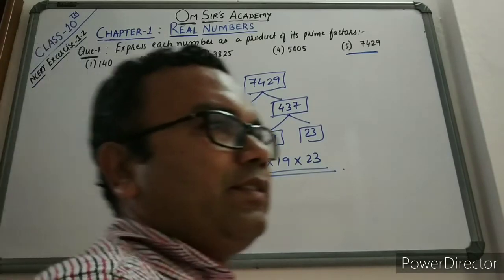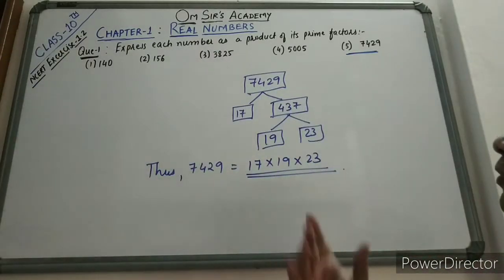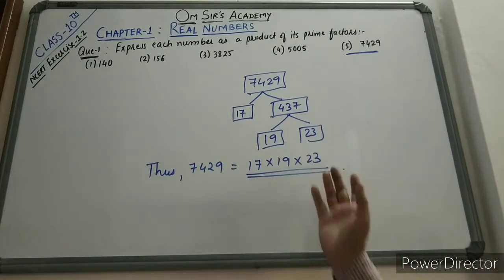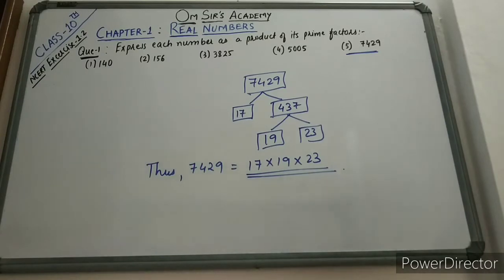So hope, friends, this is very easy. Product of primes, we have to just prime factorize it by making a factor tree, and we have to find the product of primes. So hope it is clear. Now we move to the next question, that is question 2.